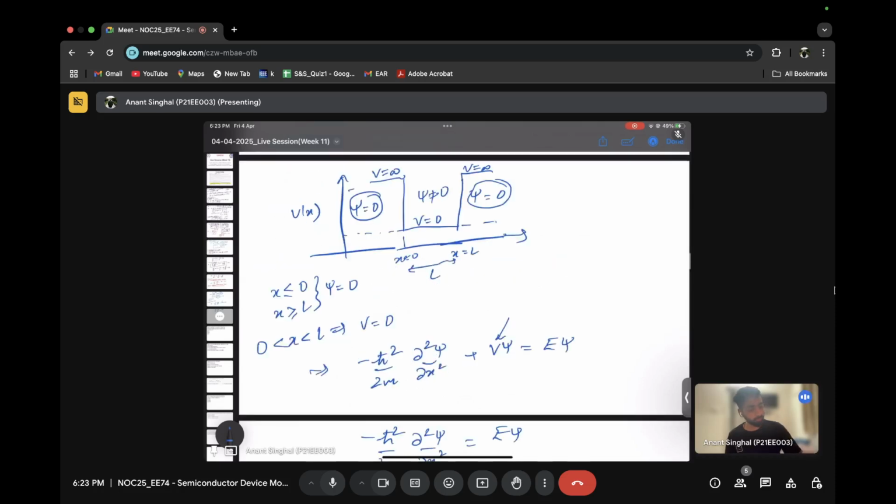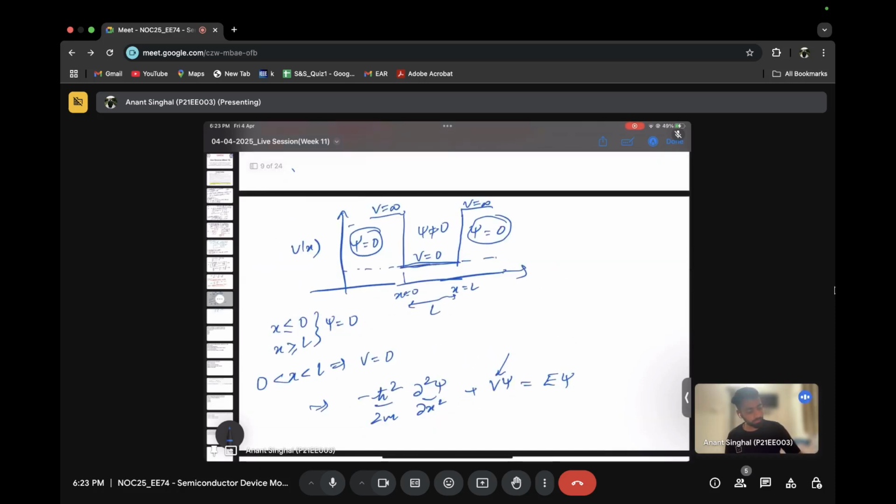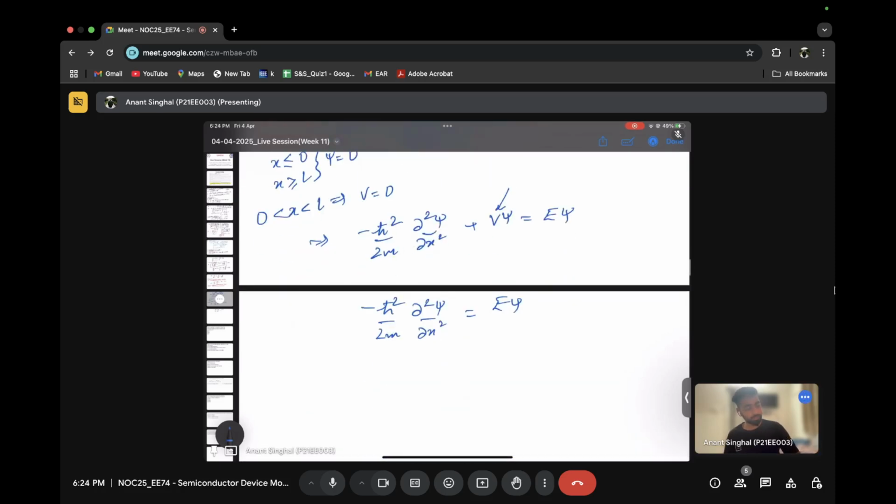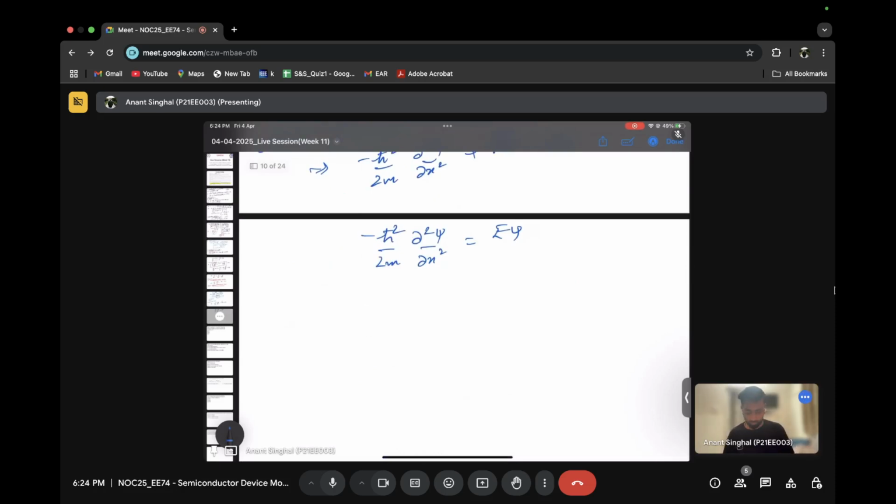I have told you that the potential inside the well is 0. The electron cannot cross this barrier because the potential is infinity. So the electron will be inside only, and inside the potential is 0. So if I rearrange this, d2 psi by dx2 equals minus 2m by h bar squared times E psi.